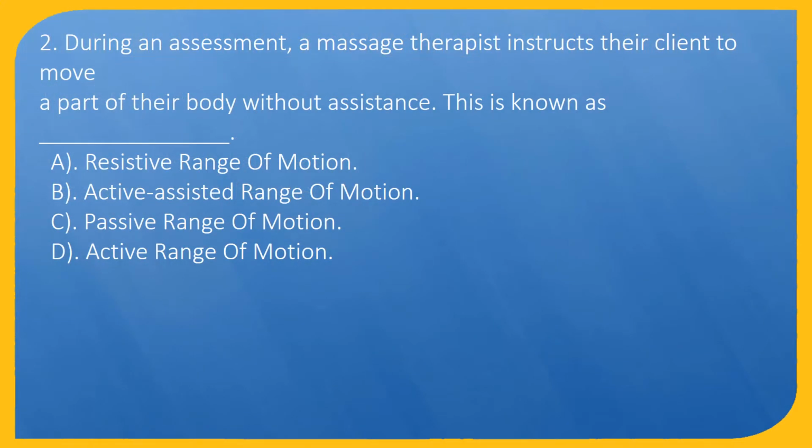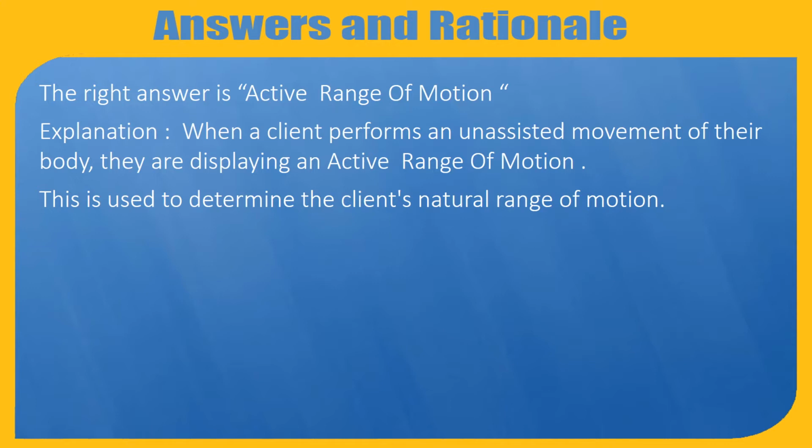Question 2. During an assessment, a massage therapist instructs their client to move a part of their body without assistance. This is known as A. Resistive range of motion. B. Active assisted range of motion. C. Passive range of motion. D. Active range of motion. The right answer is active range of motion. Explanation: when a client performs an unassisted movement of their body, they are displaying an active range of motion. This is used to determine the client's natural range of motion.